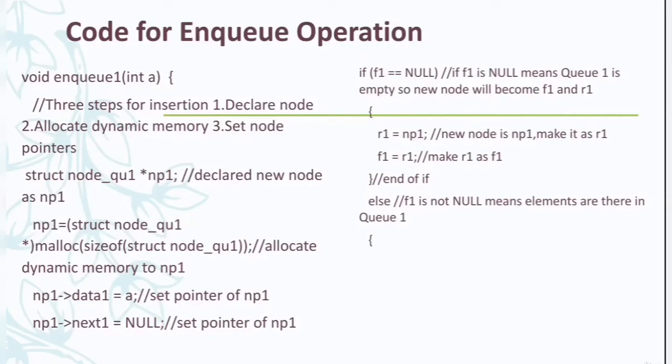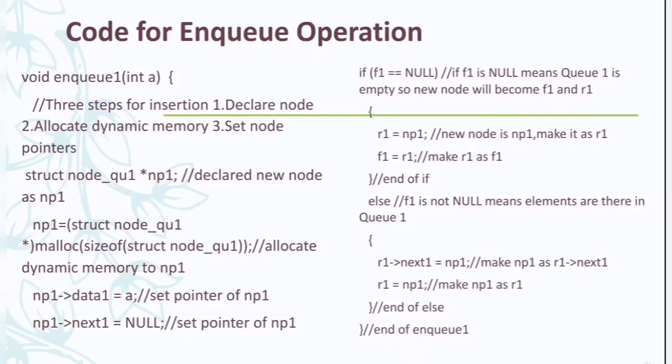And after completing this if condition, we have to go for the else condition. That is, F1 is not null, which means elements are there in the Q1. And if elements are present in the Q1, then we have to make R1 of next equal to NP1. That is, make NP1 as R1 of next. And R1 equals NP1. That is, make NP1 as R1. So this is basically the NQ operation for Q1.